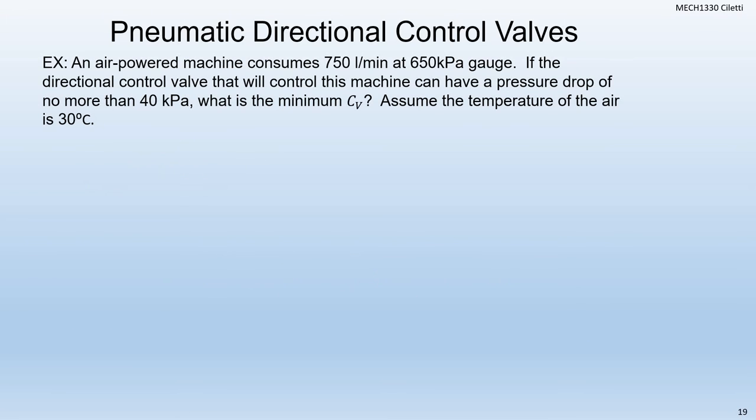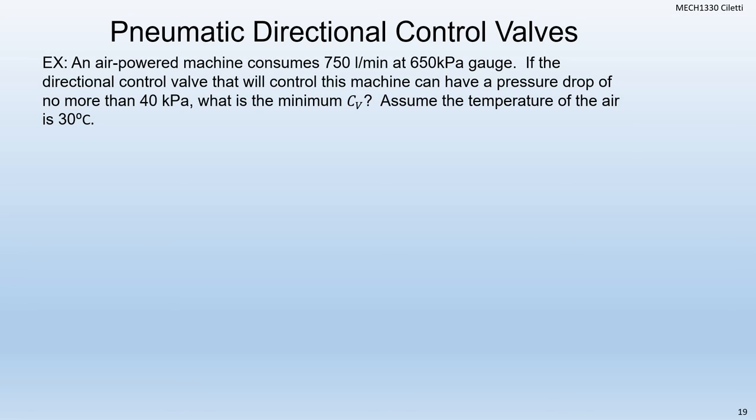If we want to do the same problem in metric, we have an air-powered machine that consumes 750 liters per minute at 650 kPa gauge. If the directional control valve that will control this machine can have a pressure drop of no more than 40 kPa, what is the minimum flow coefficient, assuming the temperature of air is 30 Celsius?